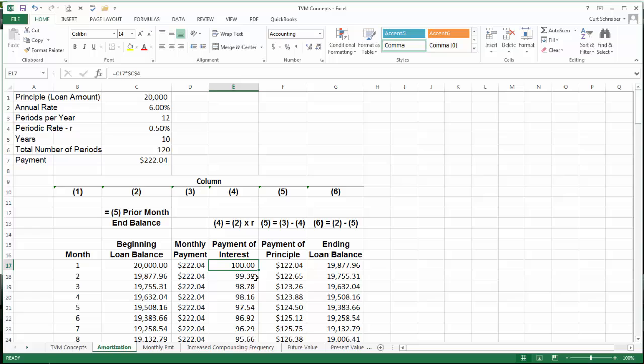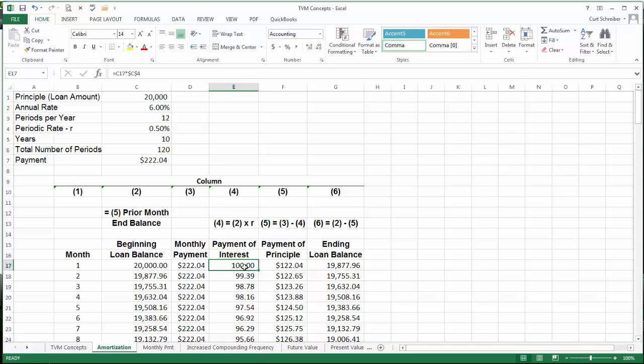The amount of each payment that is applied to interest is a function of the balance of the loan and the periodic, or monthly, interest rate. So how much of this loan payment goes towards interest is equal to the balance of the loan multiplied by the 0.5% monthly interest rate. Once again, I'm going to use the F4 key to get dollar signs in front of my C and my F, and I'm going to hit enter. So in this case, of the first $222 payment, $100 goes towards interest.